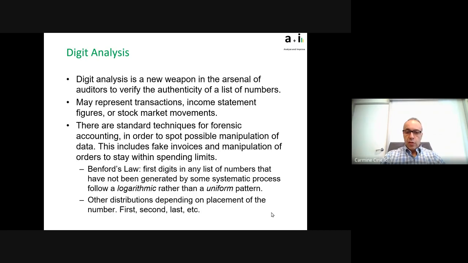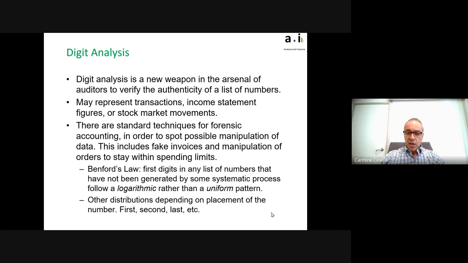Okay, so there are standard techniques for forensic accounting, which is another term used for this topic, in order to spot possible manipulation. Right? Is someone doing something purposely with the data? So this includes things like fake invoices, manipulation of orders to stay within spending limits. There's a lot of different categories when you're trying to understand manipulation of data. So Benford's law is just one of them, and I'm going to show you a couple of different examples.